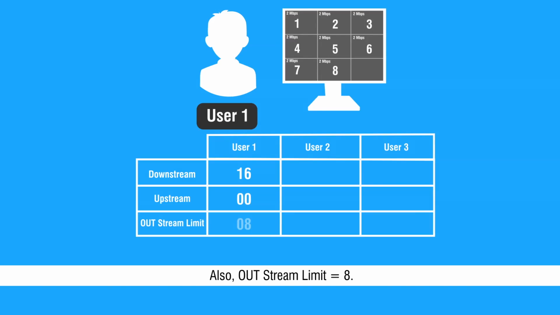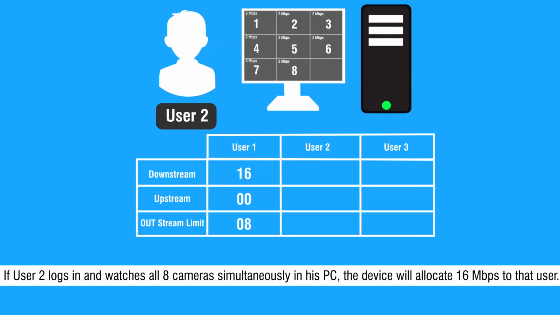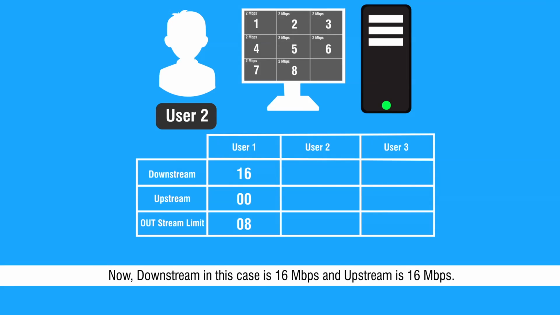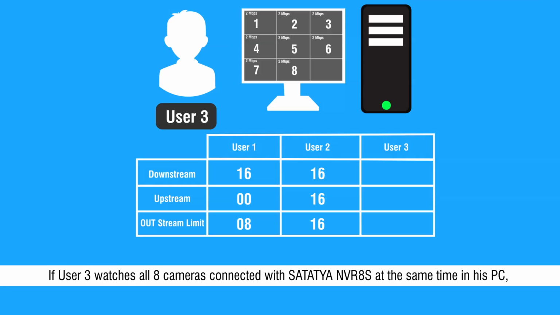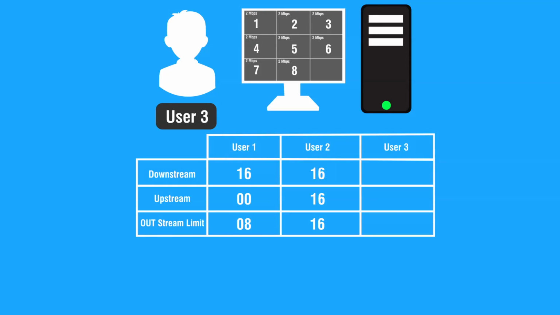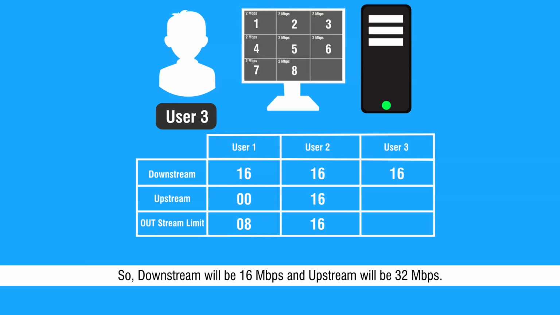Also, outstream limit is 8. If user 2 logs in and watches all 8 cameras simultaneously in his PC, the device will allocate 16 Mbps to that user. Now downstream in this case is 16 Mbps and upstream is 16 Mbps. Also, outstream limit is 16. If user 3 watches all 8 cameras connected with SATATYA NVR8S at the same time in his PC, the device will allocate another 16 Mbps to that user. So downstream will be 16 Mbps and upstream will be 32 Mbps. Also, outstream limit is 24.